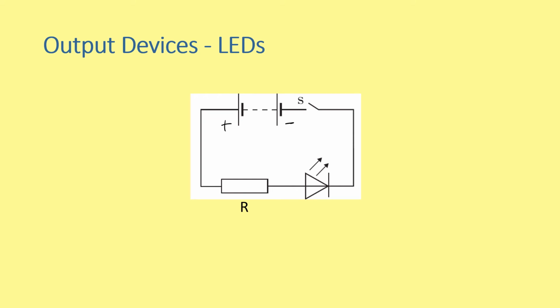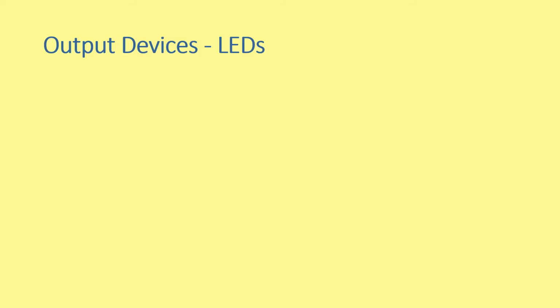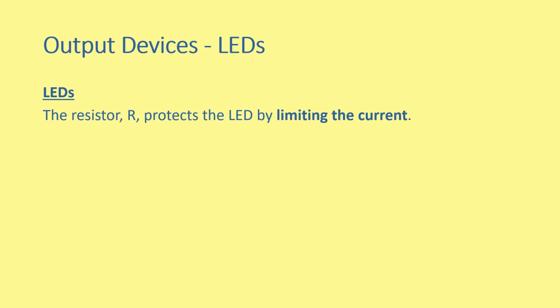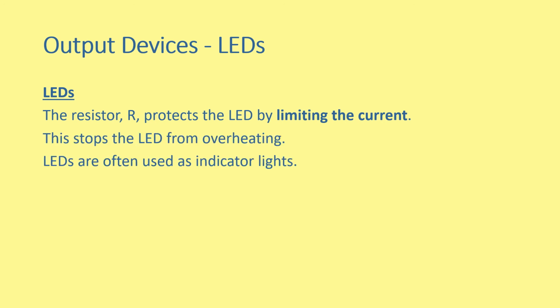It should be noted that LEDs are most often connected with a resistor in series, and the series resistor limits the current going to the LED, because if too much current flows to the LED, it will not work. We could also say the resistor is there to limit the potential or the voltage across the LED. So the resistor R protects the LED by limiting the current. It stops the LED from overheating. LEDs are often used as indicator lights. For example, the indicator on your remote control: you press a button, you know that it's sending a signal to the television.